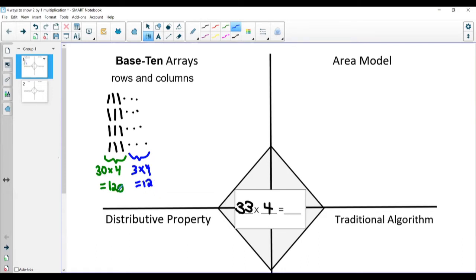Now that I figured out how many 10s I have and how many 1s I have, I can add them together for my total amount. So 120 plus 12 is equal to 132. So 33 times 4 is equal to 132.